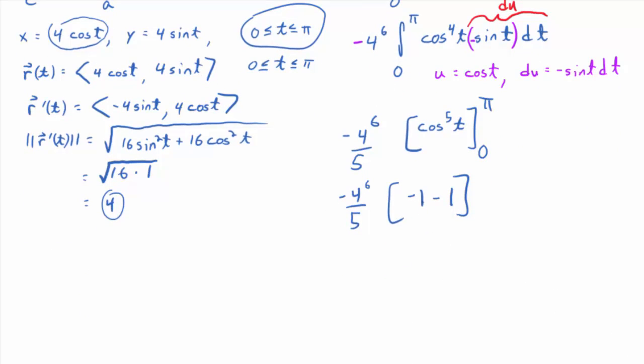Altogether, that is. So that's negative. So that's 4 to the 6th over 5 times positive 2, right? What does that turn out to be? 8192 over 5.